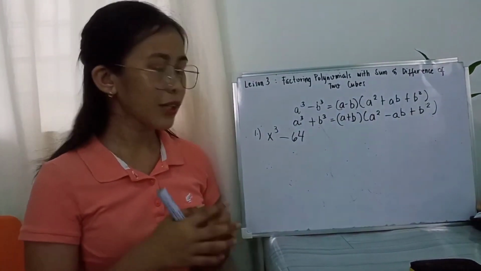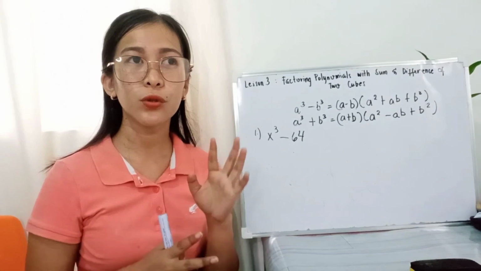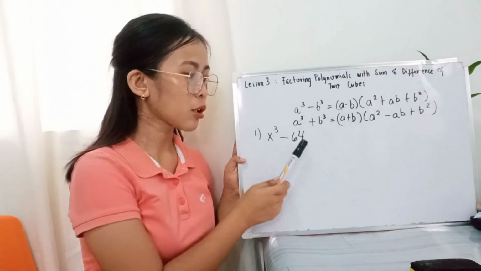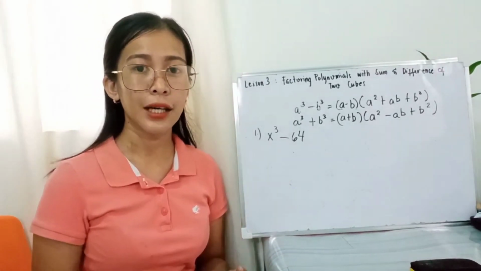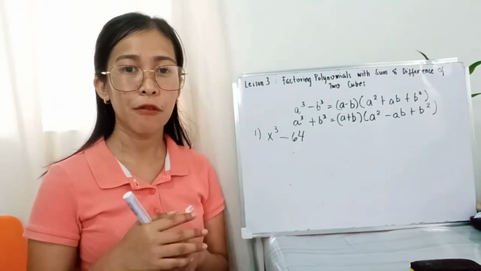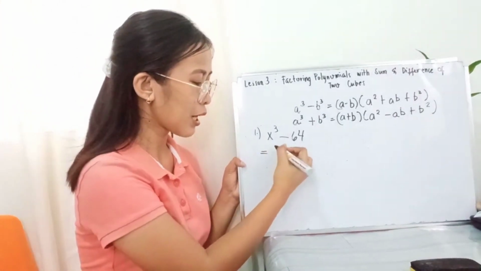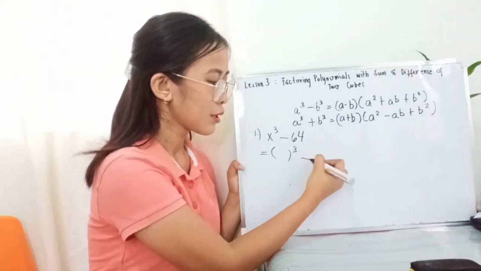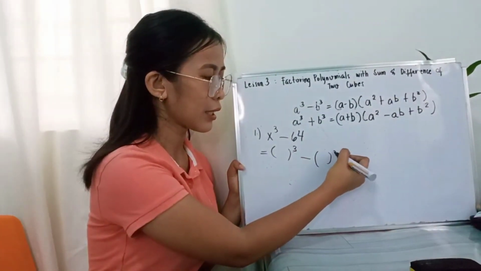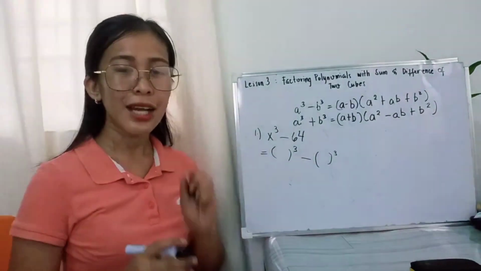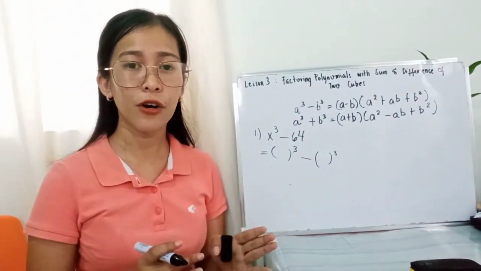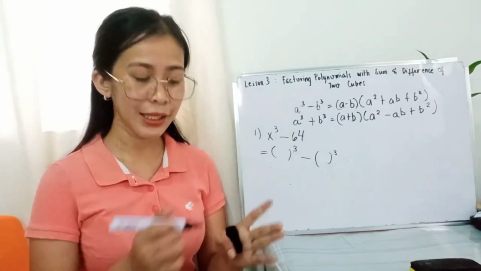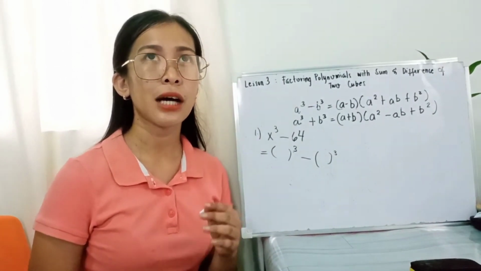So, what we are going to do is, tuturuan ko kayo ng dalawang step. The first step is to express each term to the power of 3. How are we going to express each term to the power of 3? Ganito lang siya kadali. Lagay ka kagad ng parenthesis dyan, and then lagay ka ng 3, kasi to the power of 3 yan. And then, lagay ka ng parenthesis, lagay ka ng 3. Dito kailangan memorize nyo or familiar kayo sa mga perfect cubes, or yung mga numbers na mayroong perfect cube.